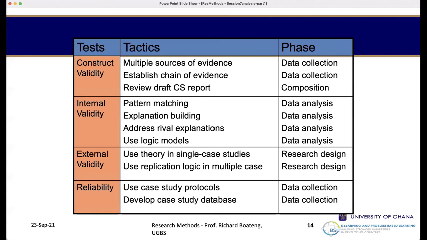Then you have reliability of the study, where you can draw on case study protocols, what people wrote and said they would do, and how they were going to do that study, and then when they actually did it. That'll be a case study database. So for reliability you use protocols, which you develop before you go into the study or the case study activity.